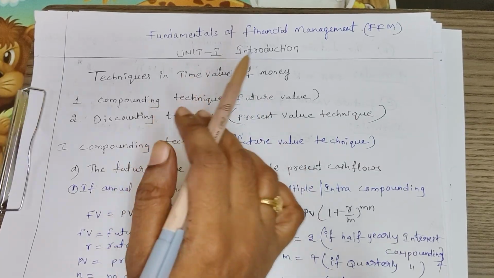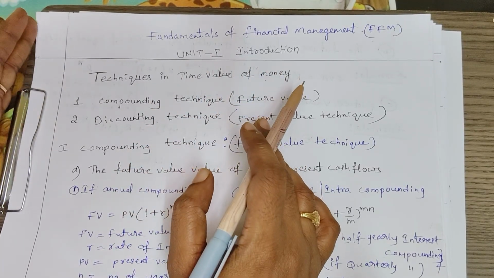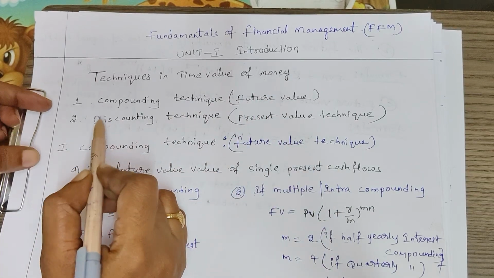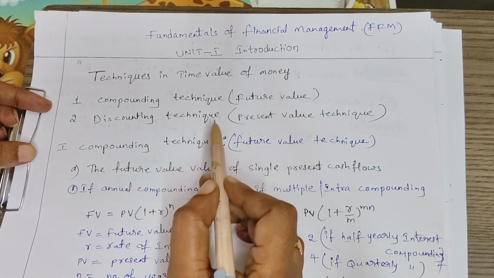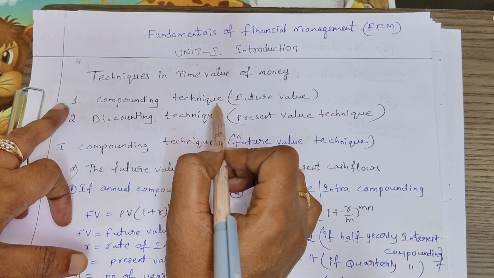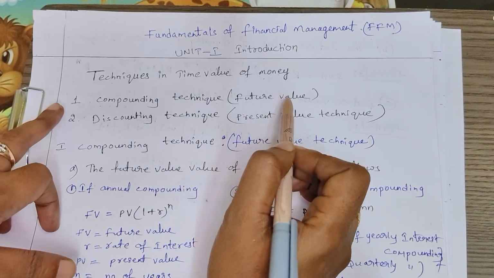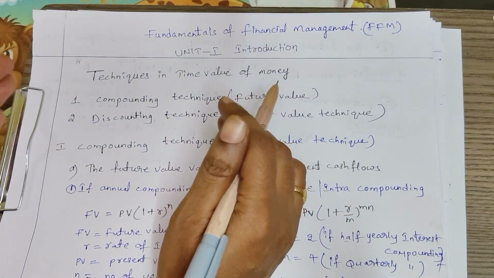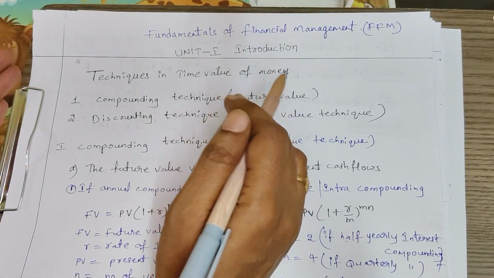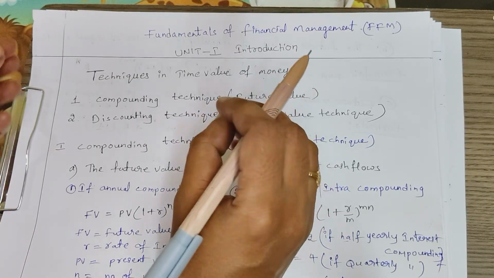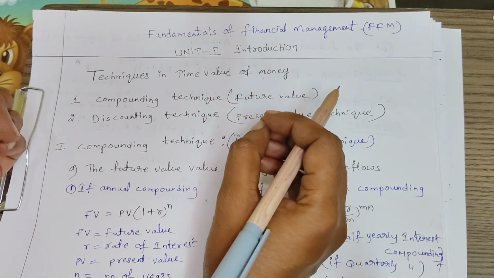Okay, so only we are discussing the problematic part. So techniques of time value of money. Two techniques we have: compounding techniques, discounting techniques. First one is compounding technique. It is also called future value technique because in this compounding technique, they will give present value. Then we need to find out future value. That means compounding concept is used to find out the future value of present money.